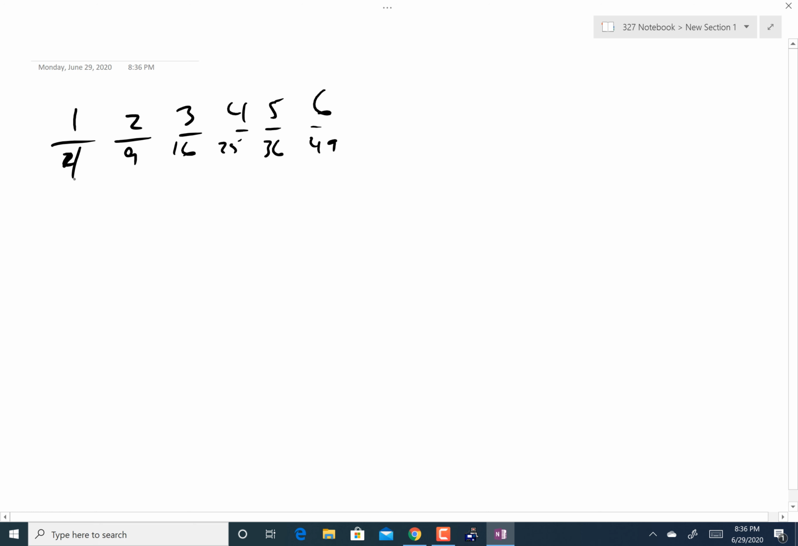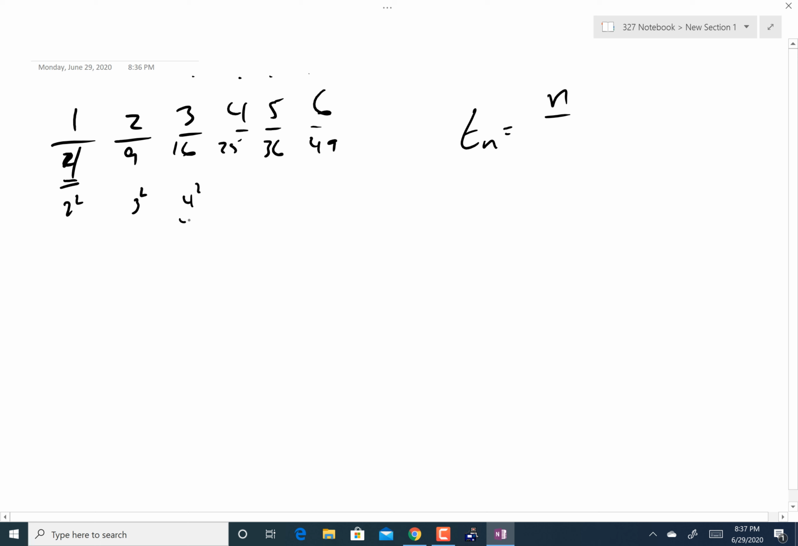Okay, what's the pattern? Well, the top is, this is the first term, second term, third term, fourth term, fifth term. The top is just n. You're right. Nice work. What's going on the bottom? Well, those are squared numbers. But this isn't 1 squared. This is 2 squared. And this is 3 squared. And this is 4 squared.